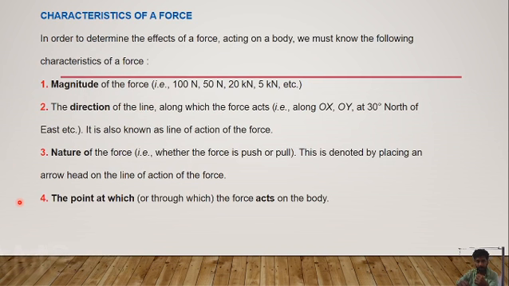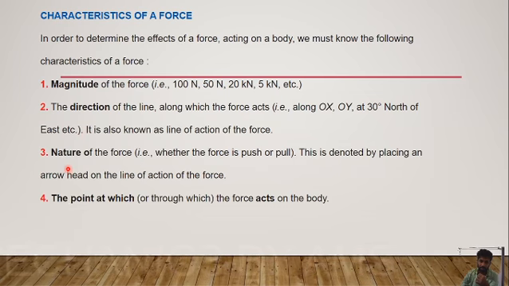The second thing, characteristics of a force. First, the force should have a magnitude. Force is a vector quantity, so it should have magnitude and direction. The force can act through the x-axis, through the y-axis, through the z-axis, or between x and y, between y and z, like that. It will act at any 360-degree angle. Like in a sphere, the force starts from the center of the sphere and can move in any direction. So it will have both direction and magnitude.